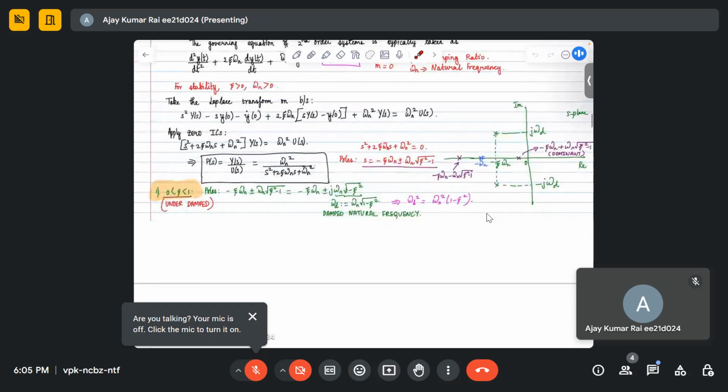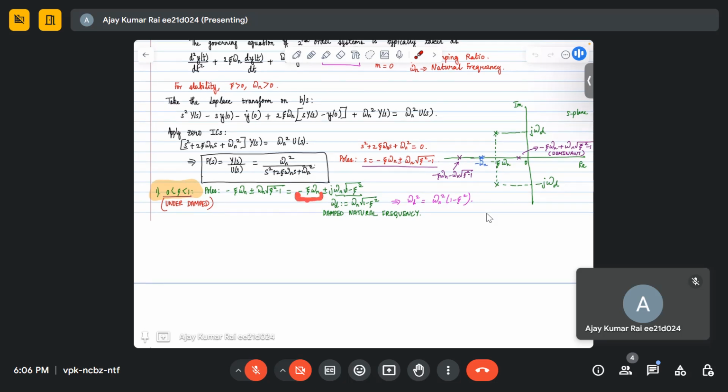Based on where the poles of this characteristic equation lie, we are also linking our poles with the damping ratio. Zeta is the damping ratio. If zeta is between 0 and 1, the poles of this characteristic equation will lie in the left hand side of the S plane, but not on the real axis. The real part will be negative and the other part will be imaginary. These are the two poles of the underdamped system.